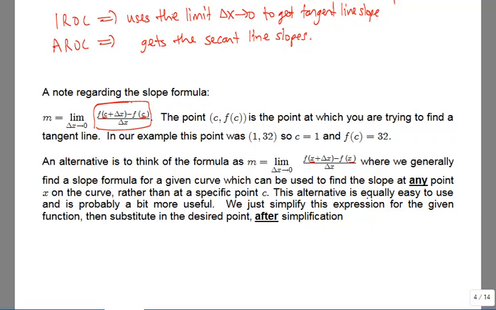And this alternative is equally easy to use, and it's probably a bit more useful. We just simplify this expression for the given function, and then at the end, after we've simplified, we plug in our desired point. So this is typically how we're going to do it, and I'm going to show you lots of examples, but usually we find a slope formula that calculates the tangent line slope at any point x. And then if you really want to know the tangent line slope at a specific point, then you just plug in that x value at the end after you've simplified.